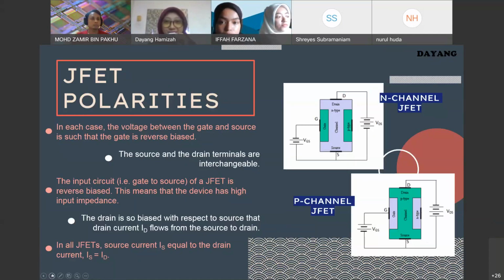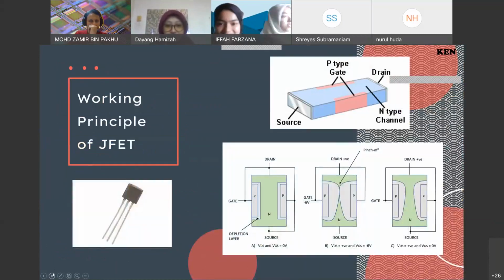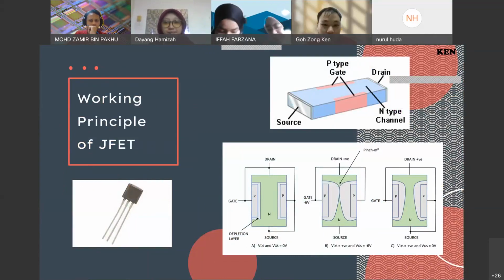Okay, for operating principle, will be presented by Ken. Very good morning to all of you. I'm Junction. Now I would like to talk about the working principle of junction field effect transistor, or we call it JFET.